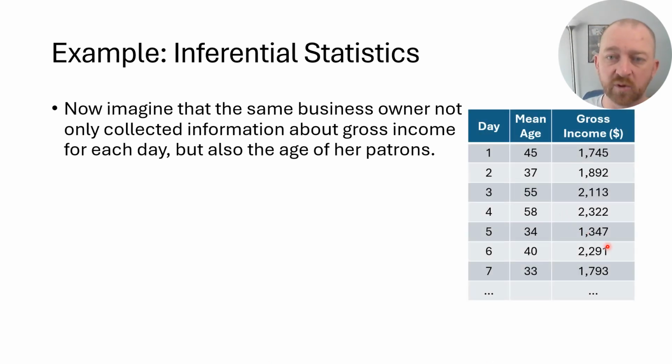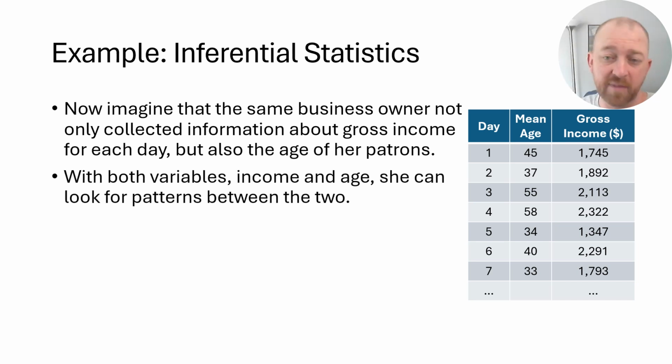So she's got that same gross income data, but now on the same day, she's collected the average age of the patrons. Now this may be very useful information. It may strike you as not really mattering, but let's imagine that she does some statistics, and we'll explain what she would do here later. Don't worry about that. The idea here is now she can look and see if there is a pattern between the mean age of the patrons and the gross income that she made on those days.